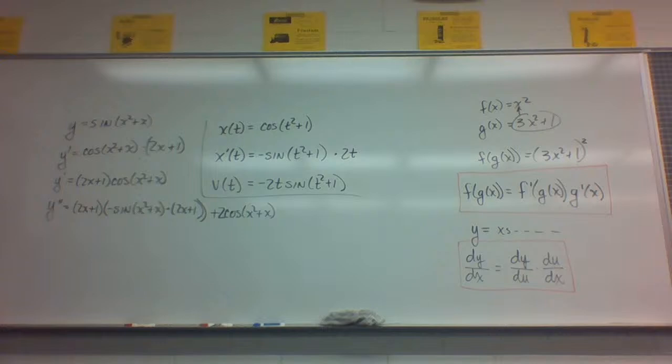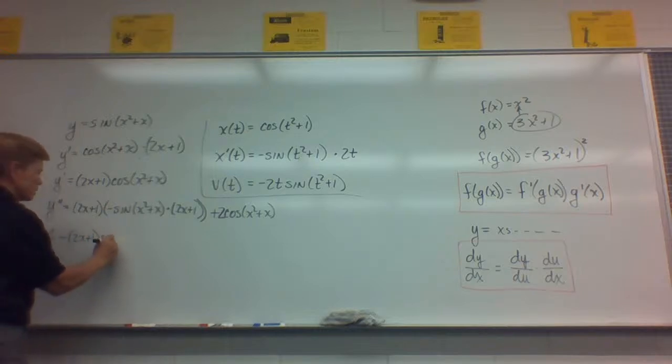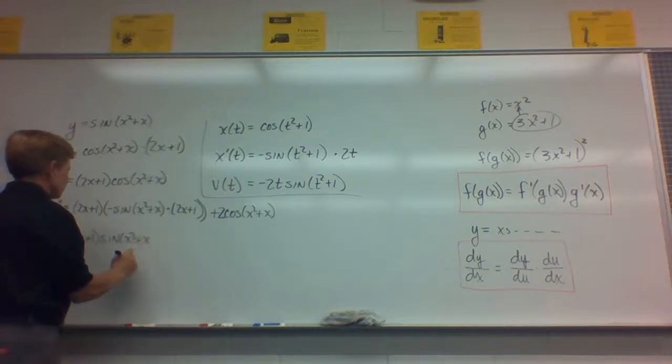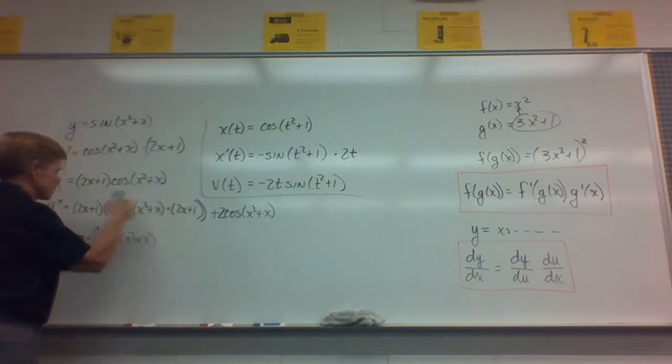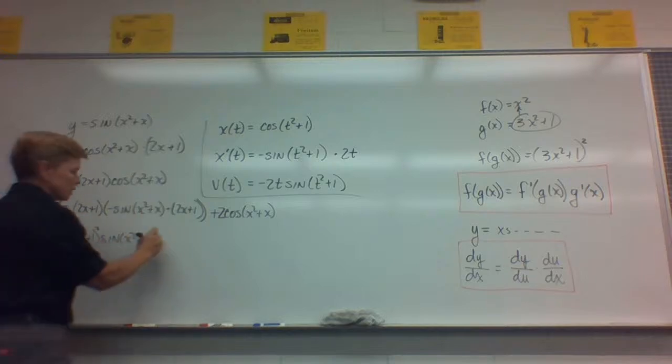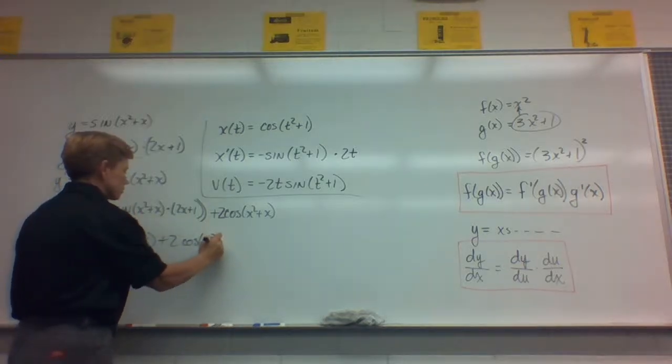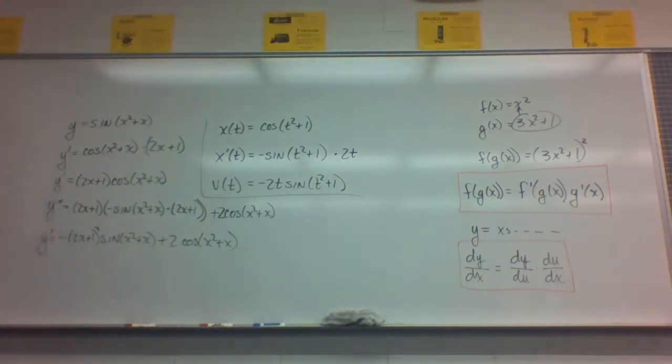Boom. And then you should go one step further, and that's to distribute this through there, and it would look like this. Don't let it bother you. Think of that as a single thought. It's going to be negative, this negative right here, 2x plus 1 sine of x squared plus x. Oh, this is squared. You get 2x plus 1 times 2x plus 1. There are three things being multiplied, and this times this is just this squared. Plus 2 cosine of x squared plus x. And that would be your acceleration function for this.